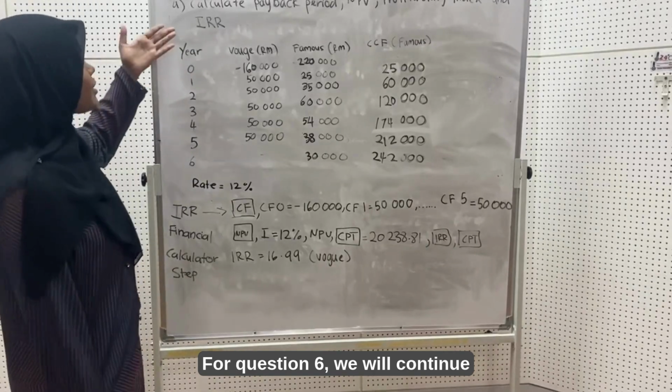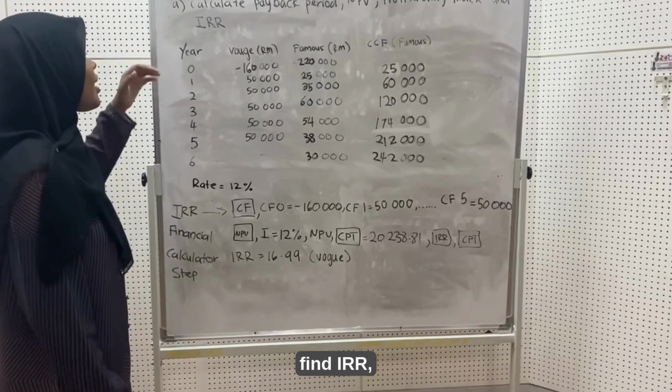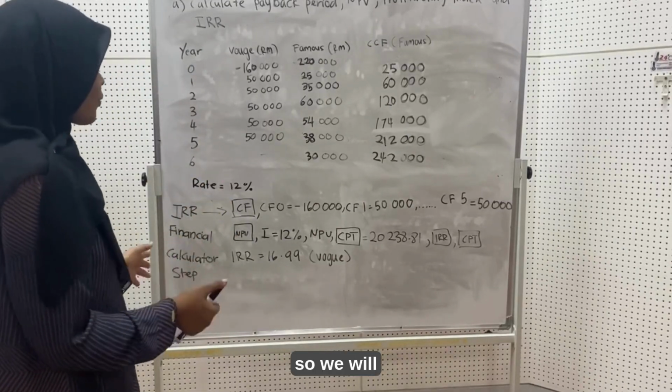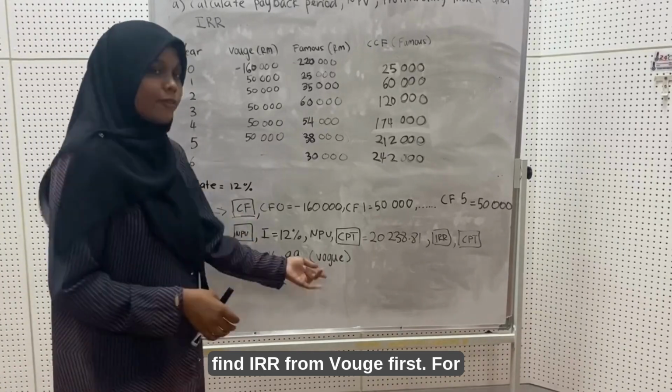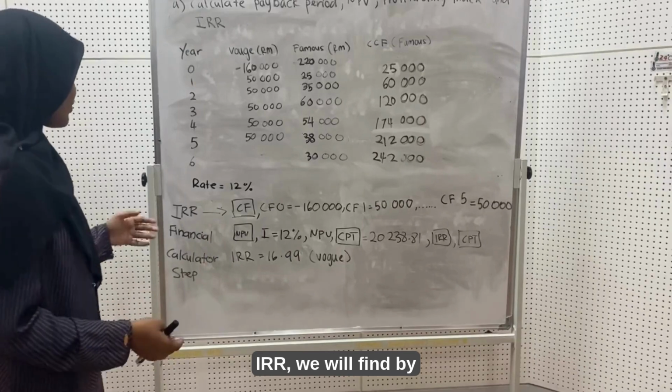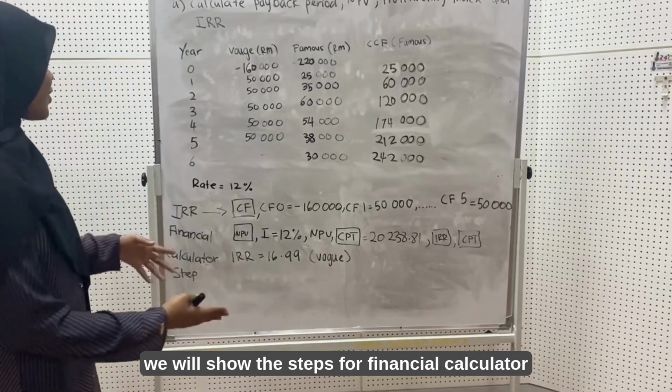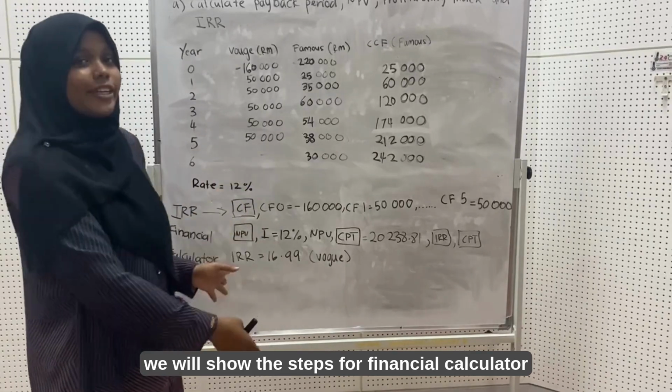Okay, for question 6, we will continue to calculate IRR. We will calculate IRR for the book first. For IRR, we will calculate with the financial calculator, so we will show the steps for the financial calculator here.